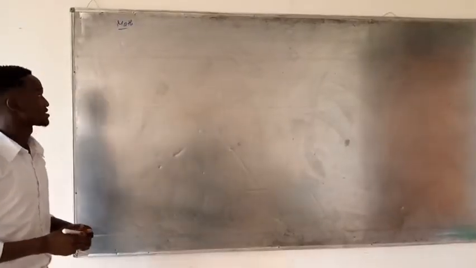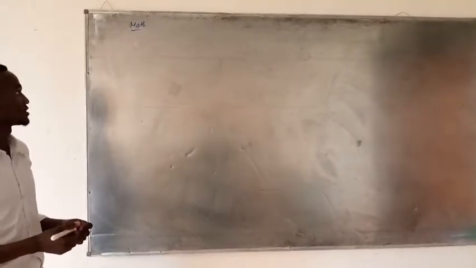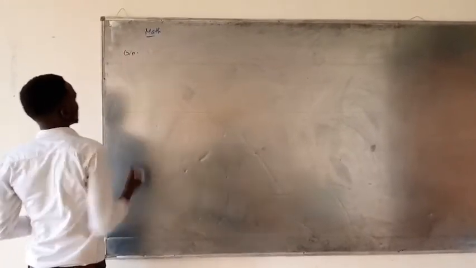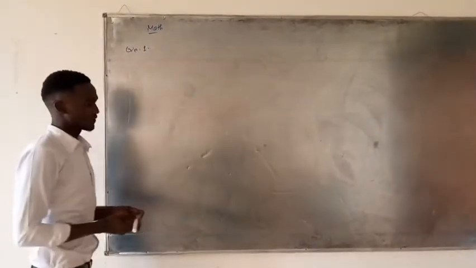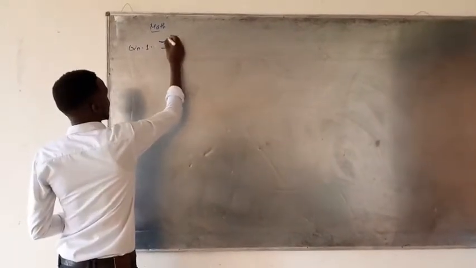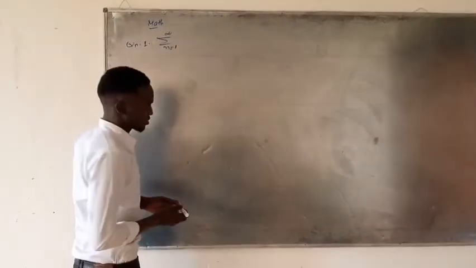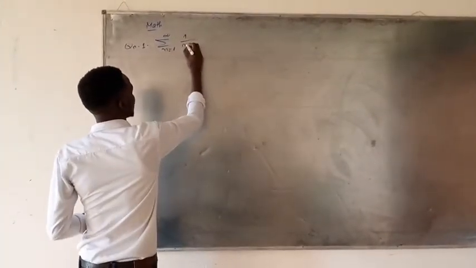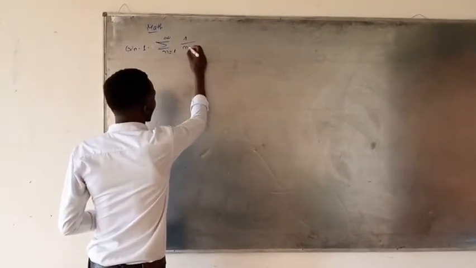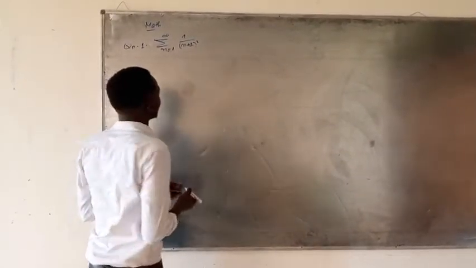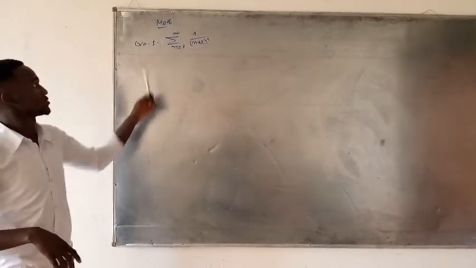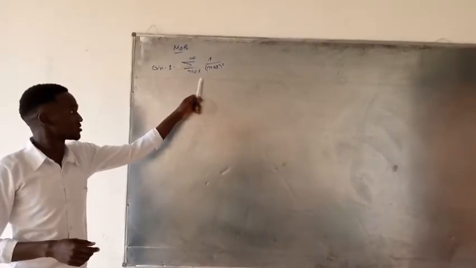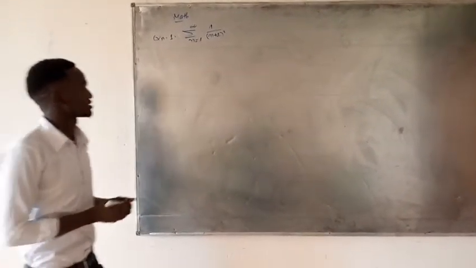So dear students, let us talk about an example of the integral test. Question number 1. We have the summation from n equals 1 to infinity of 1 over (n plus 2) squared. We are going to use this example to determine whether the series is convergent or divergent by using the integral test.